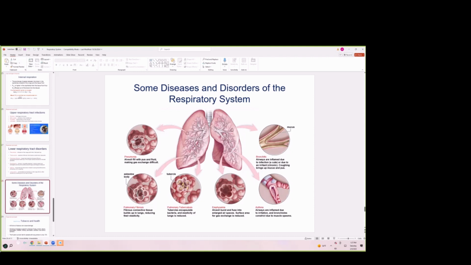This is a better diagram that illustrates that. Pneumonia, you have fluid build up in here.